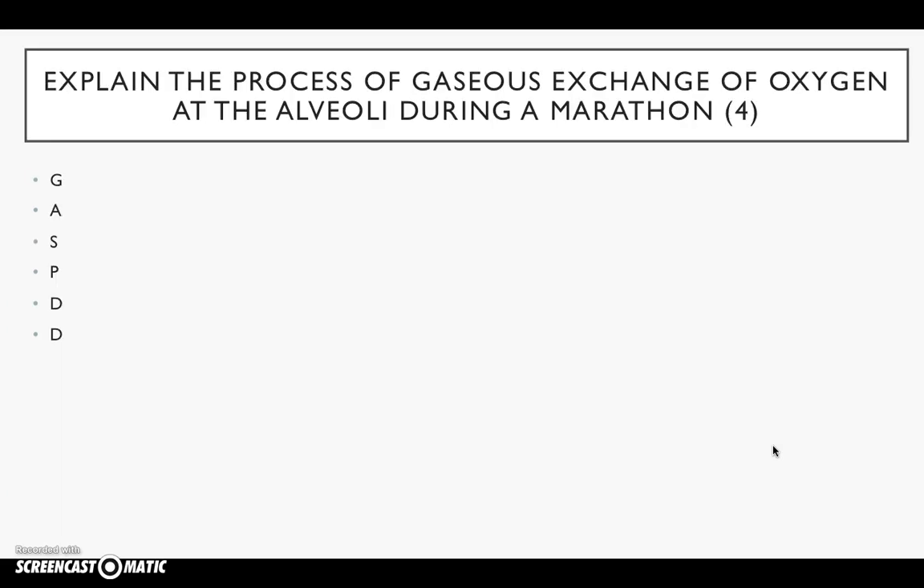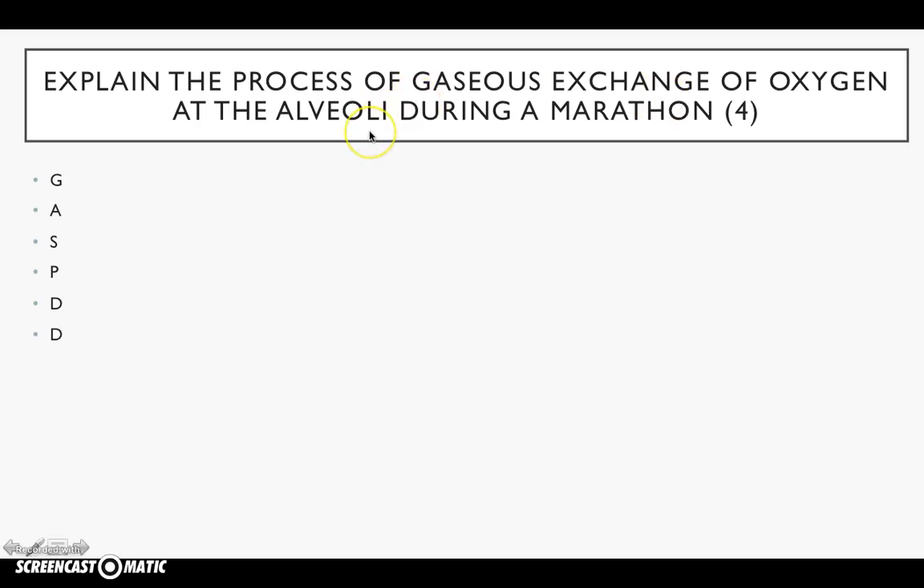Okay, so explain the process of gaseous exchange of oxygen at the alveoli during a marathon. Now they have literally given you the gas, haven't they? They've said they want to know about oxygen. They don't want to know about carbon dioxide. Remember, as soon as you see a question, gaseous exchange, you've got to think GASP DD. You're gasping for air. GASP DD.